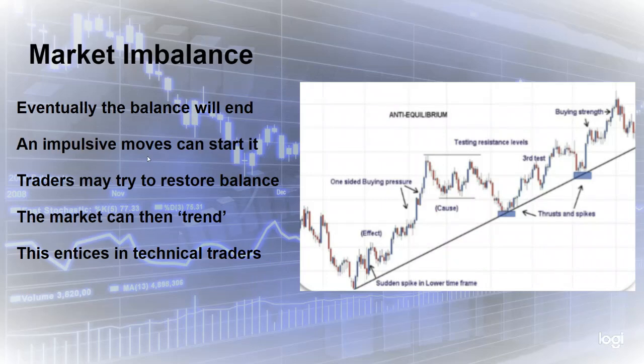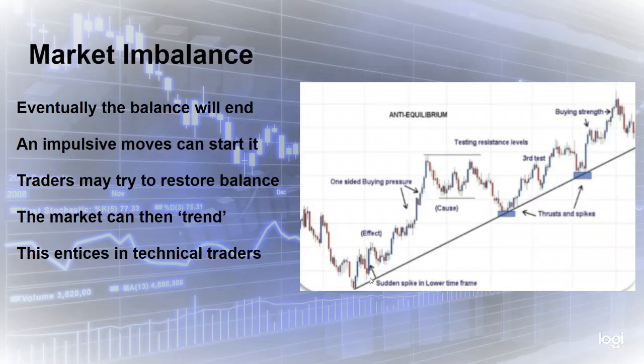So eventually the market equilibrium will end, and an impulsive move can start the end of the equilibrium. Traders may try to restore the balance. The market can then trend, and this entices in technical traders. So if we can see here, this is anti-equilibrium. This is a market that isn't in equilibrium.